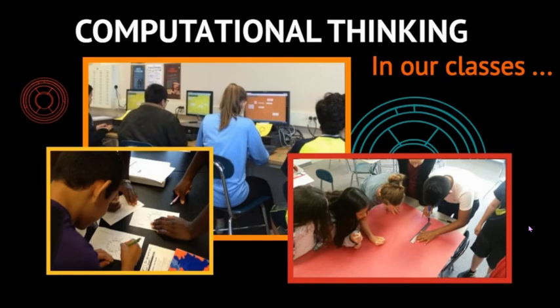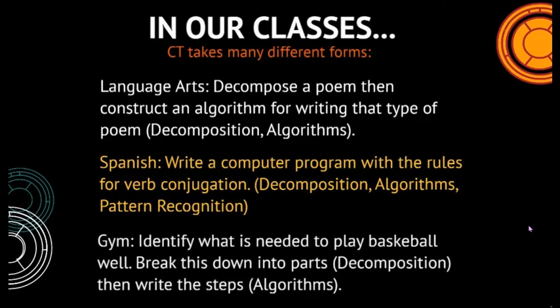So the way computational thinking might look in our classes is in language arts, our students might decompose a poem and then construct an algorithm for writing a similar type of poem. In Spanish, students write computer programs with the rules for verb conjugation. To do this, they apply decomposition, algorithms, and pattern recognition. In gym, maybe they want to identify what's needed to play basketball well.